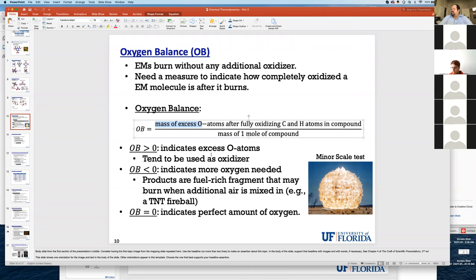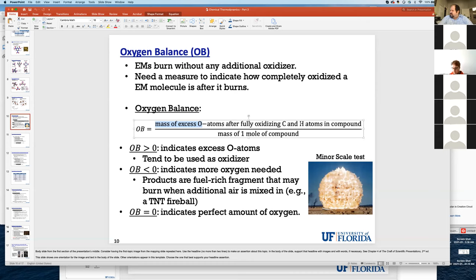And some materials have a negative oxygen balance. This indicates that you need more oxygen to completely burn all of the carbon atoms and all of the hydrogen atoms that are in the compound. And just a quick side note is that TNT is classically a pretty poor energetic material, and it has an extremely negative oxygen balance. We'll calculate it in a little bit, but it's about -70%.